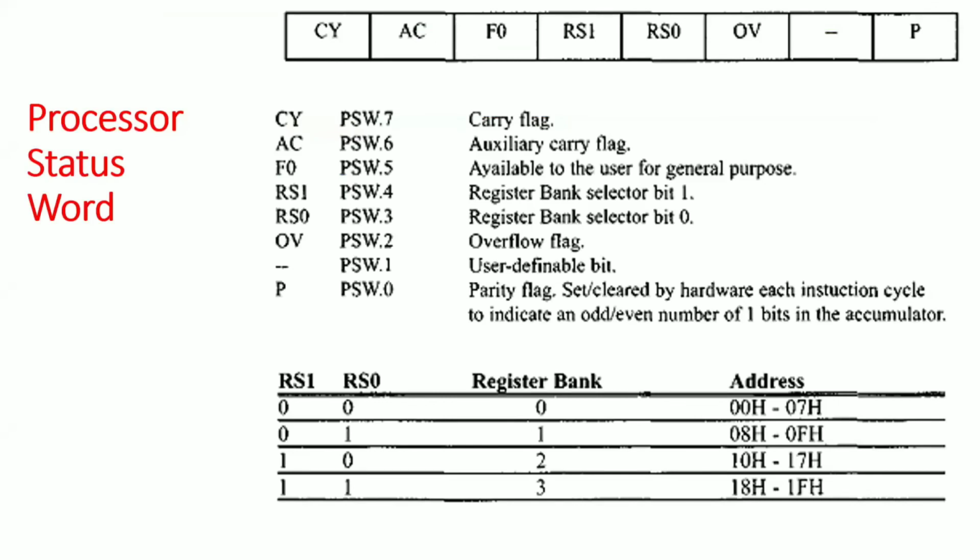So there is the carry flag, the auxiliary carry flag, and this user defined bit, and the register bank select bits, and the overflow flag, and another hyphen that is not visible and cannot be used by the programmer, and the last one is the parity flag. And I think that's the end of this class.